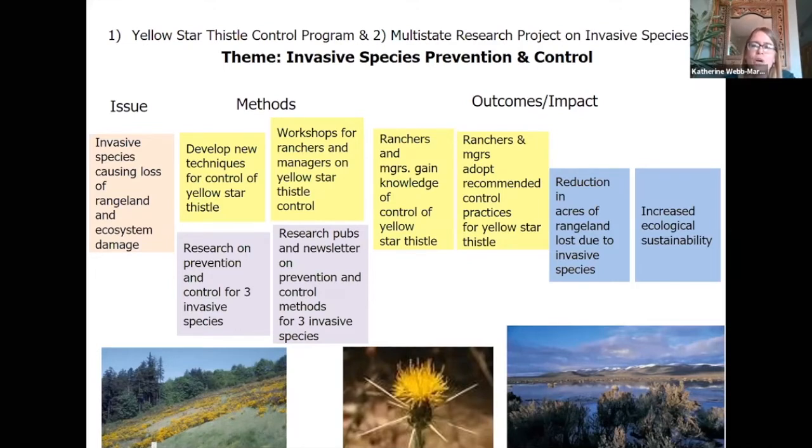But the overall so what of this person's work around invasive species prevention connects to the blue boxes on the far right, where we have our condition changes. Ultimately, the point of all of this is reducing the acres of rangeland lost due to invasive species and contributing more broadly to ecological sustainability.